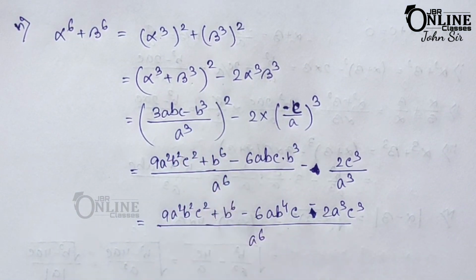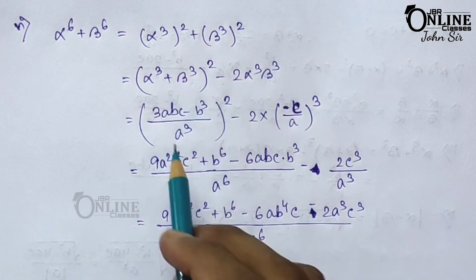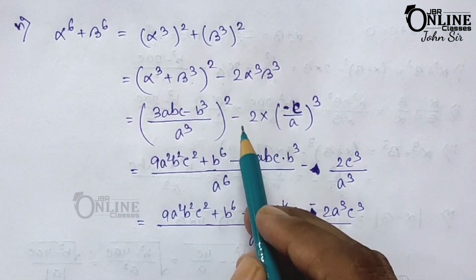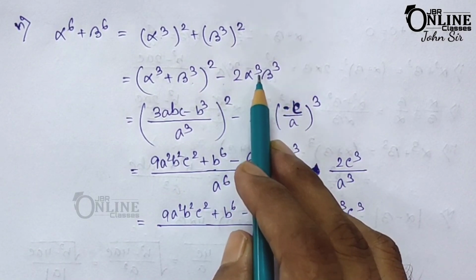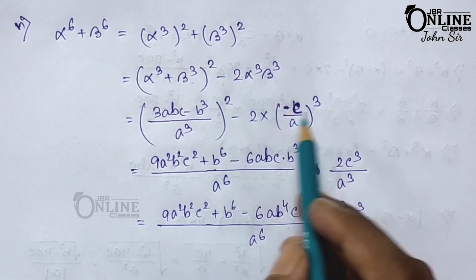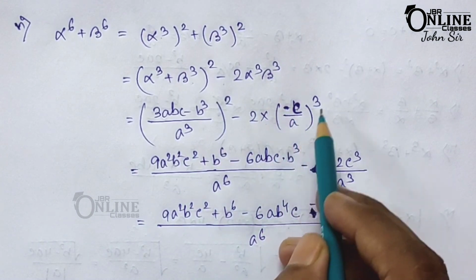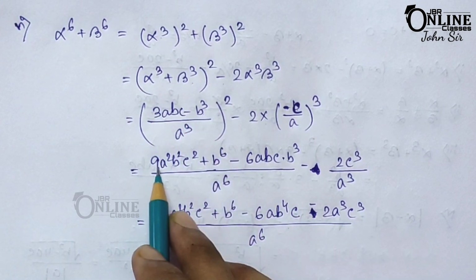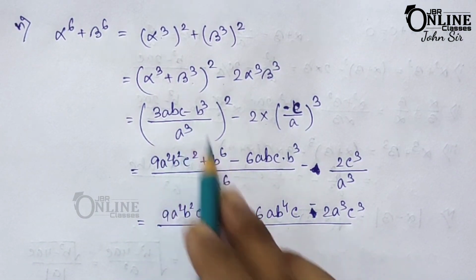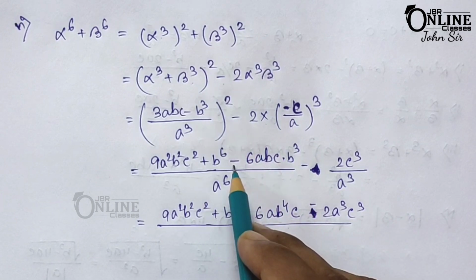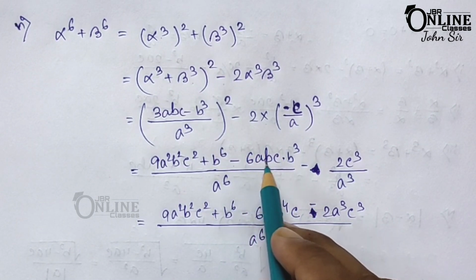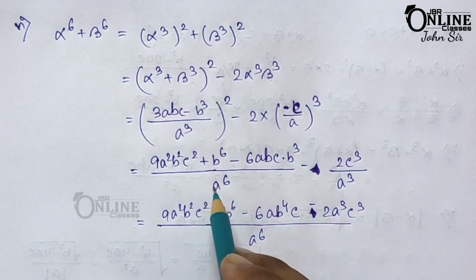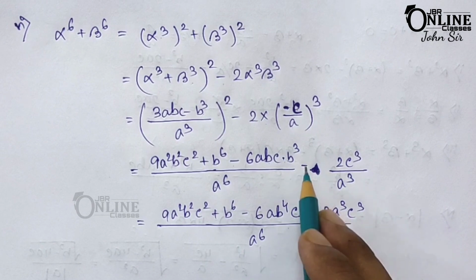Okay, sorry, a cube. So now as here whole square, you have to write 3abc minus b cube by a cube whole square minus 2 into, as here alpha cube beta cube, that means alpha into beta whole cube. So alpha beta means c by a, so c by a whole cube. Now here the whole square formula, that means this one minus this one. So 9a square b square c square plus b to the power 6, minus here 2 into 3abc into b cube, so 6abc into b cube divided by a to the power 6, and here minus c cube by a cube.